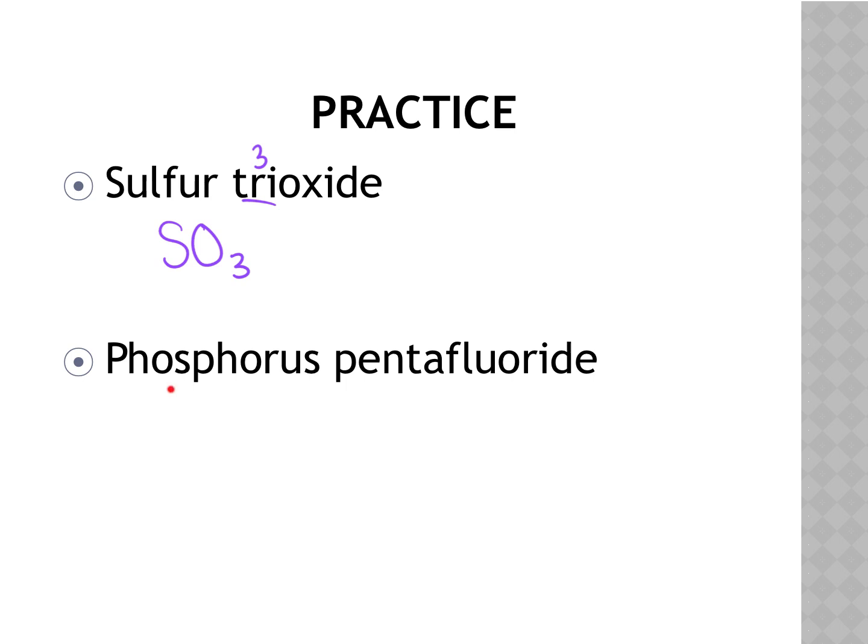All right, and then phosphorus pentafluoride. How many phosphoruses are there? Okay, 1. And then what does penta mean? 5. And what's the symbol for fluoride? Okay, so this one is just PF5.